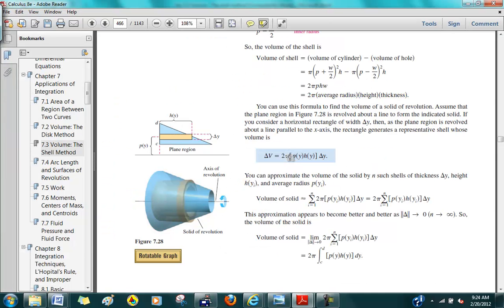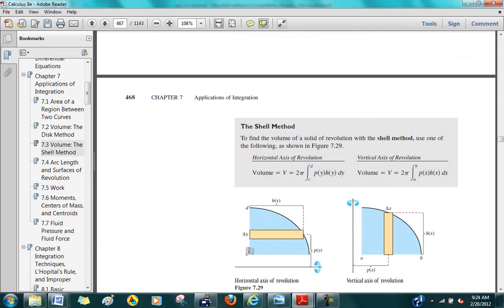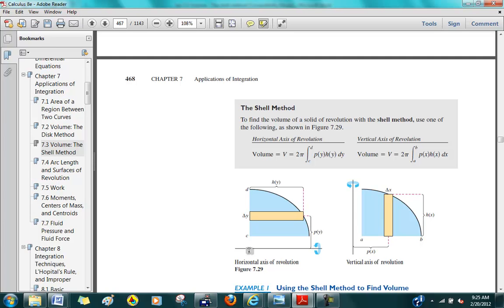The two formulas that you need to know are right here, for the shell method. When the axis of revolution is horizontal, you're going to be integrating with respect to the y variable. When the axis of revolution is vertical, you're going to be integrating with the x variable. Notice that the representative rectangle shown here is parallel to the axis of rotation. You really need to burn this image in memory, because everything is going to depend on seeing these pictures, so that we can apply them.